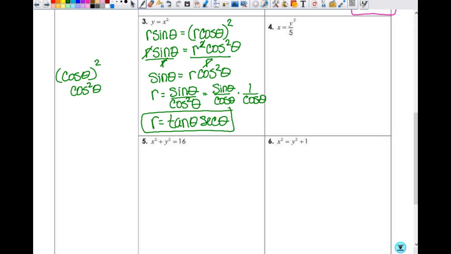I separated this because you can do that when you're multiplying fractions. That's different than if I was adding. Okay, we all good with that? All right, let's jump to number 5.